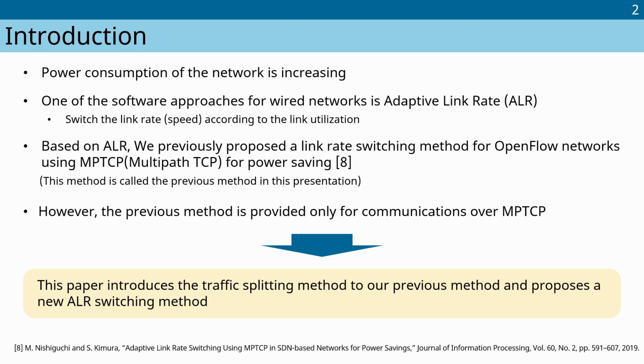In recent years, many network devices such as smartphones and tablet PCs are widely spread. As a result, internet traffic is rapidly increasing and the power consumption also increases. To reduce their power consumption, many researchers are studying power saving of the wired network. One of the software approaches for the power saving is adaptive link rate. ALR switches the link speed according to the link utilization.